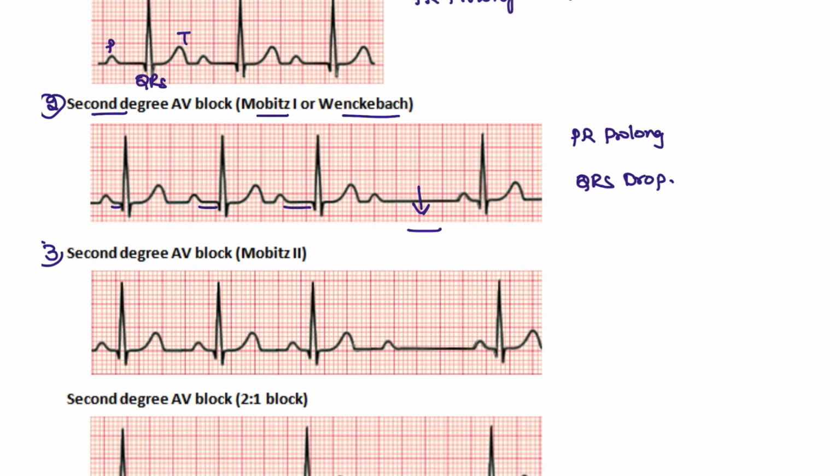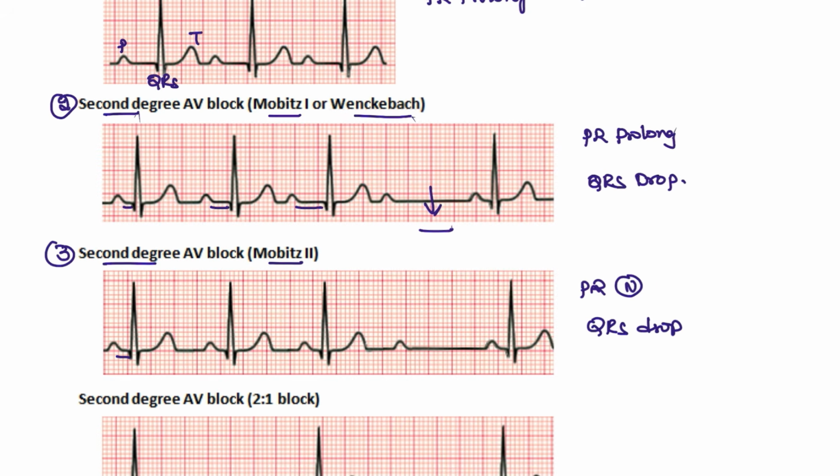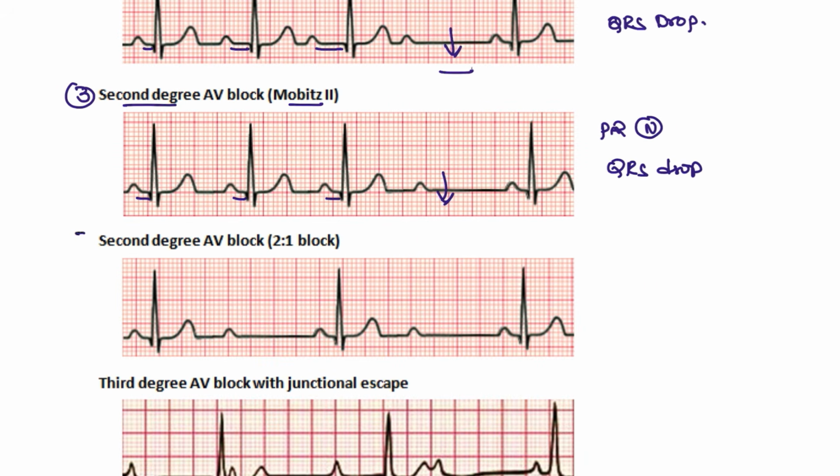Next, second degree heart block, Mobitz type 2. Here PR is normal, but there is a drop of QRS. QRS drop is seen. Here you can see this is normal, normal, normal, and sudden drop. Sorry, this is still the second degree heart block only.